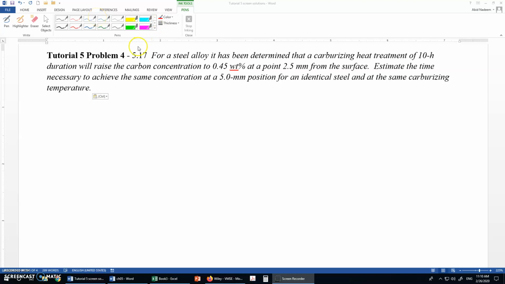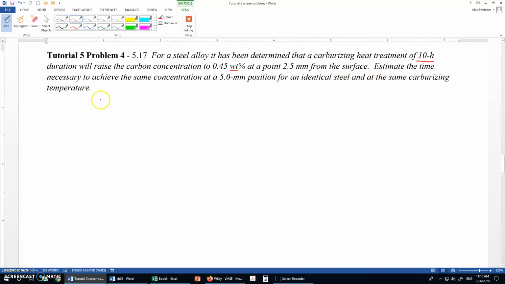Problem 4. For a steel alloy, it has been determined that a carburizing heat treatment of 10 hours duration will raise the carbon concentration to 0.4 weight% at a point 2.5 millimeter from the surface. Estimate the time necessary to achieve the same concentration at 5 millimeter position for an identical steel and at the same carburizing temperature.